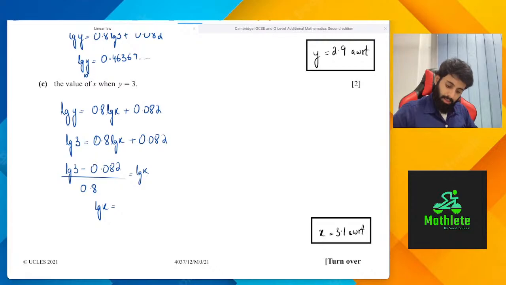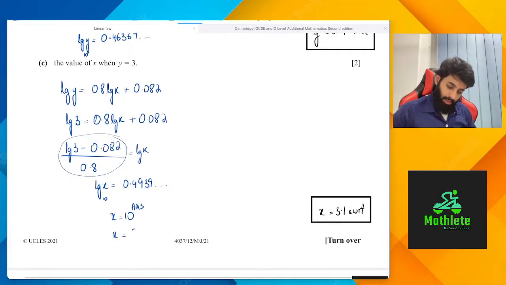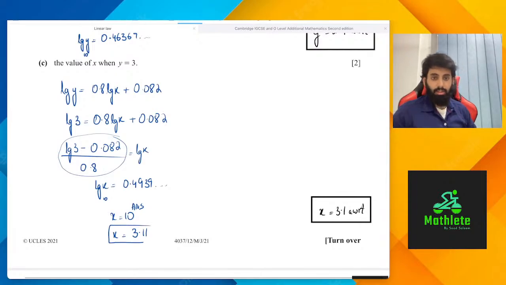So LGX is equals to, let's work this out in our calculator as it is. Made a fraction, log 3 minus 0.082 over 0.8. Okay, so we're looking at LGX is equals to 0.4939, so on and so forth. Now what is the base of LG? 10, so x is equals to 10 raised to the power answer. Make sure to use your answer key over here so that you don't end up rounding off too soon. So 10 to the power answer is basically 3.11, and there you go, fellas, that's your answer.